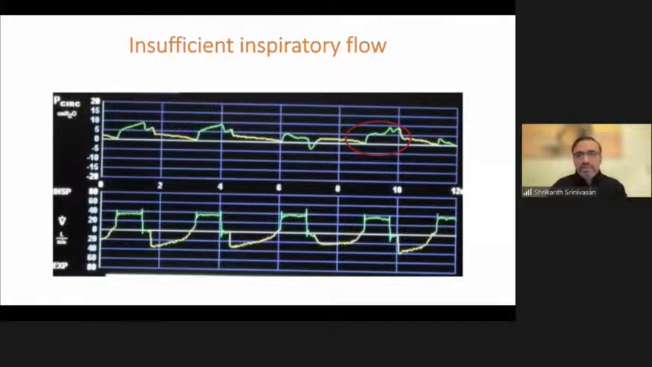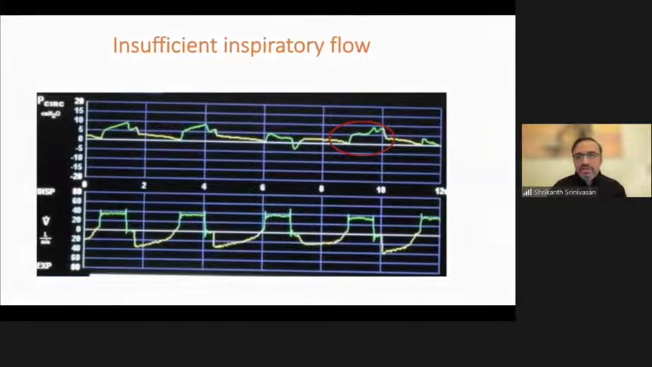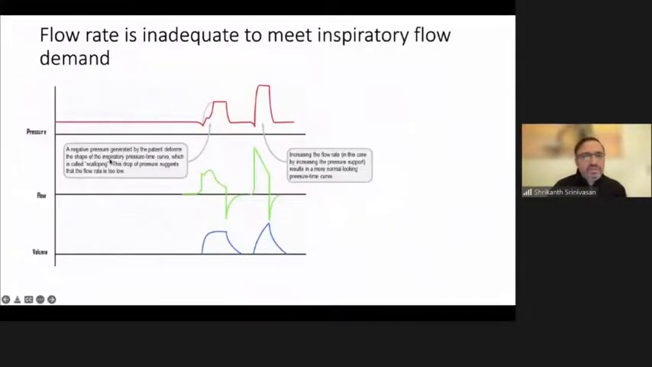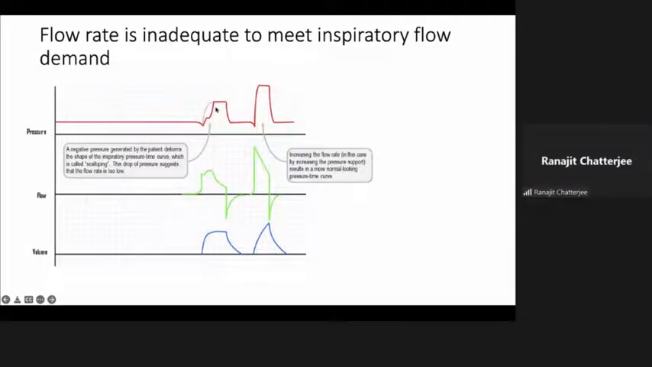So the flow asynchrony is best seen on the pressure time scalar, where you can see a scooping out of the pressure time scalar here. So what we say is that the flow rate is inadequate to meet the inspiratory demand. A negative pressure is generated because the patient is taking too much negative inspiratory effort. So what's happening is that instead of the pressure waveform, after the negative deflection, which is the trigger, you can actually see the waveform being deformed and become scooped out. So this is called scalloping.